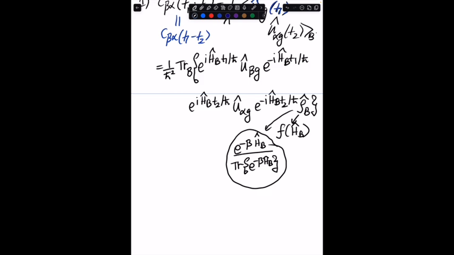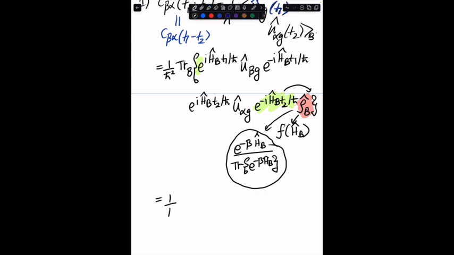So the long story short for introducing this is that you can essentially move this around to the other side. So this e raised to the power minus i hbt2 upon h bar commutes with rho b. So we swap this order, we move this ahead, and then because of the invariance of the trace to cyclic permutations, we introduce it over here. So that's what I'm going to do.